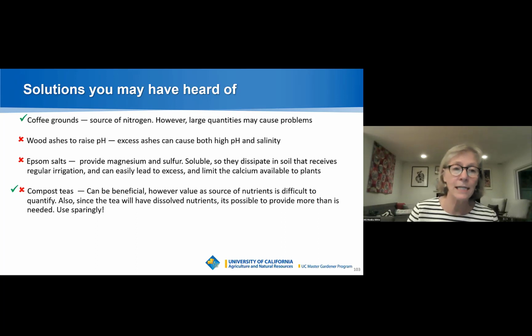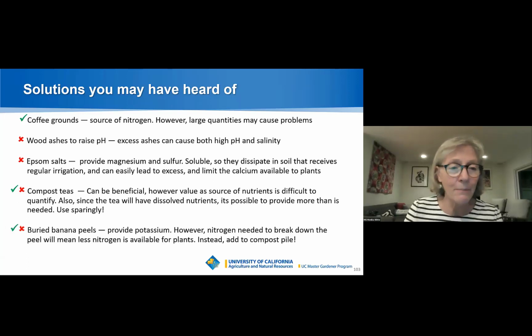What about compost teas? Well, they can be beneficial. However, as a source of nutrients, it's hard to know exactly what your plants are getting. And since the tea will have dissolved nutrients, it's possible to provide more than is needed. Use sparingly. So I would say, just be careful.